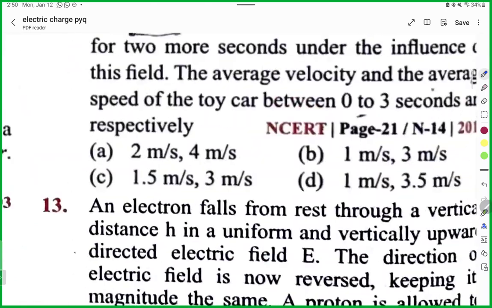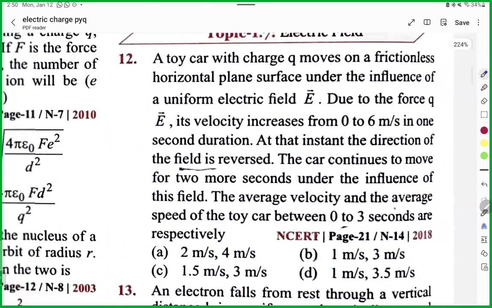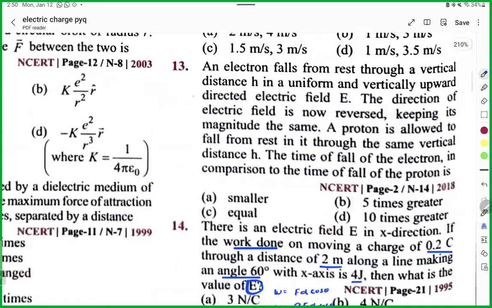For these two questions, I will teach separately because these are two important questions. If other people come, it will be good.